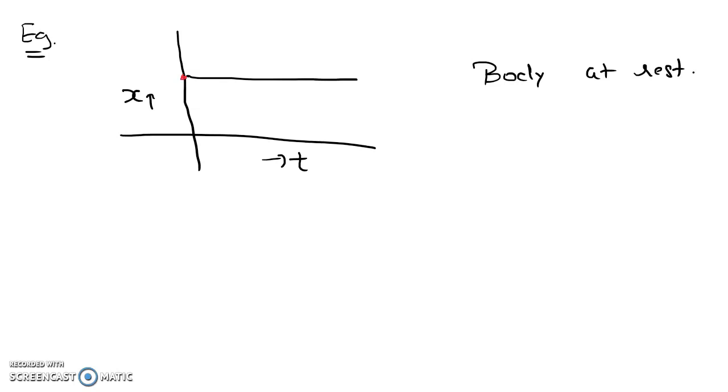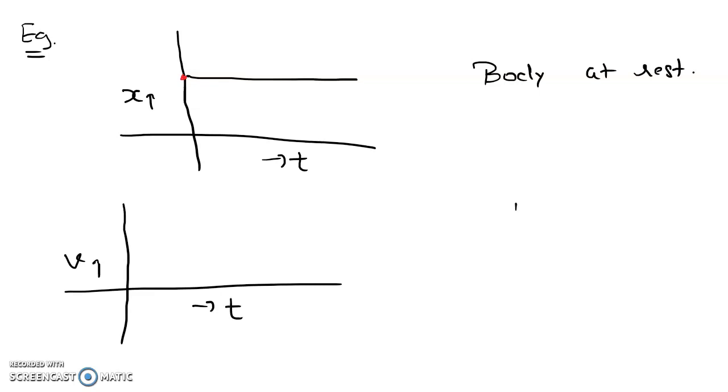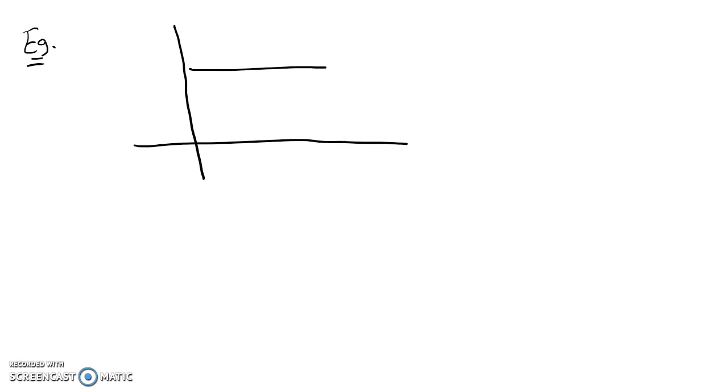If I say draw the VT curve of that, what would you do? Nothing, because the body is at rest, no velocity. And draw the acceleration AT curve, you would say nothing, because the body is at rest, no acceleration, no velocity. And say for example, if I draw the VT curve like this, what would you say?